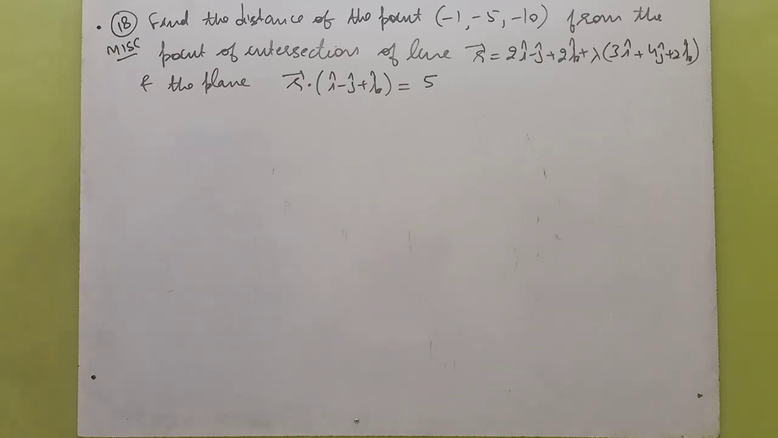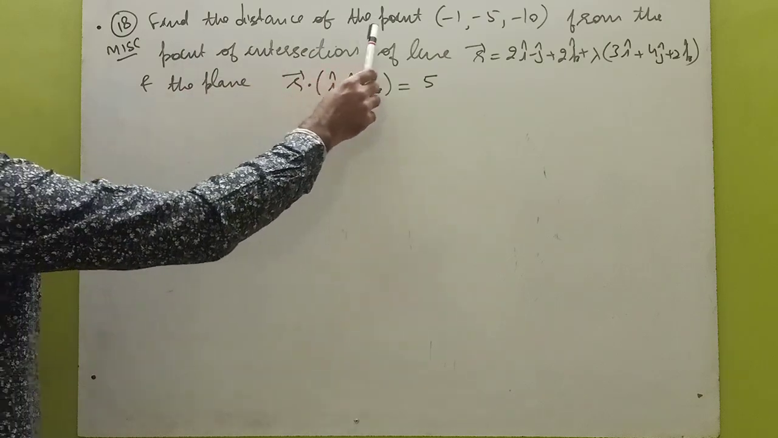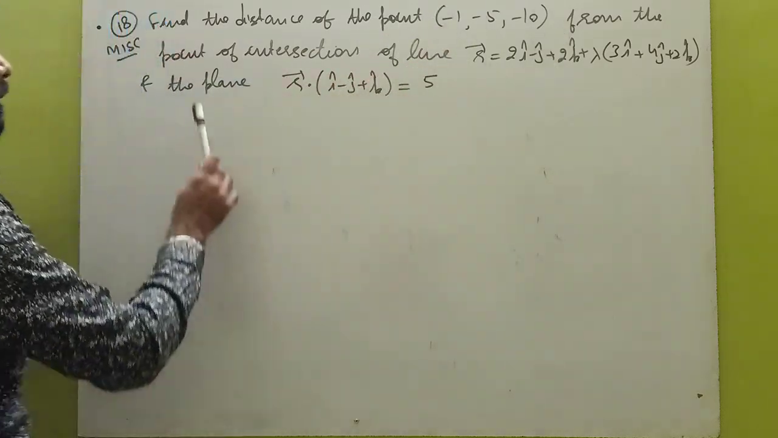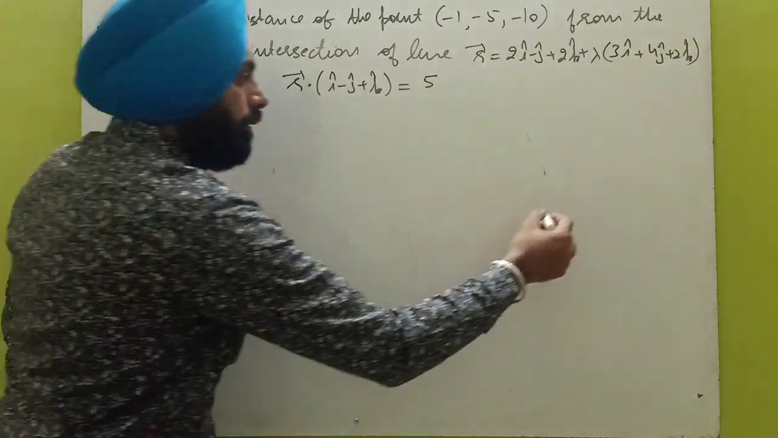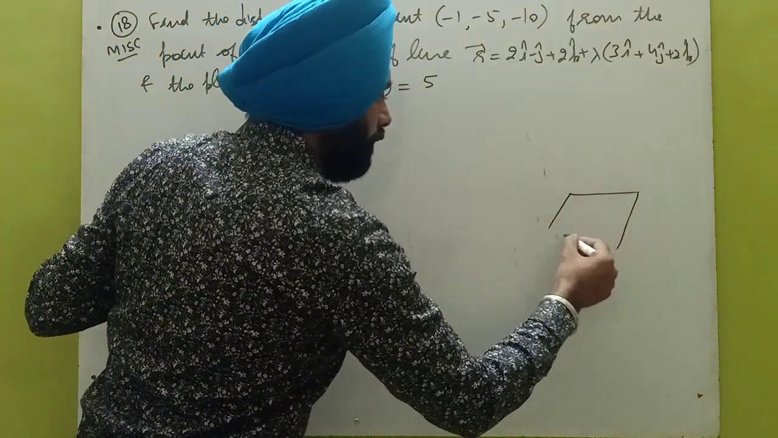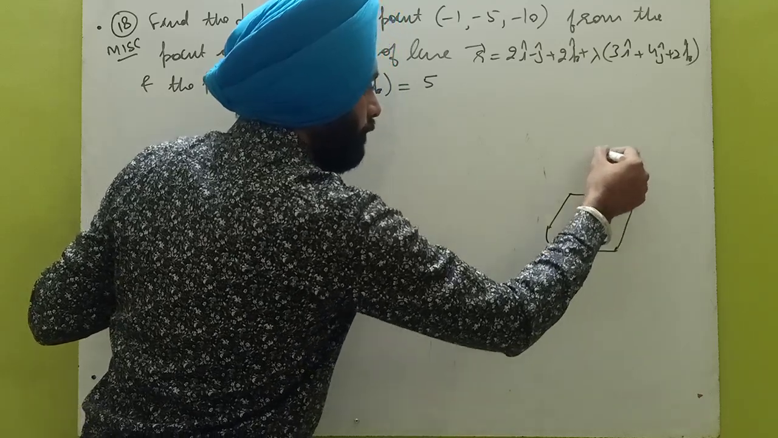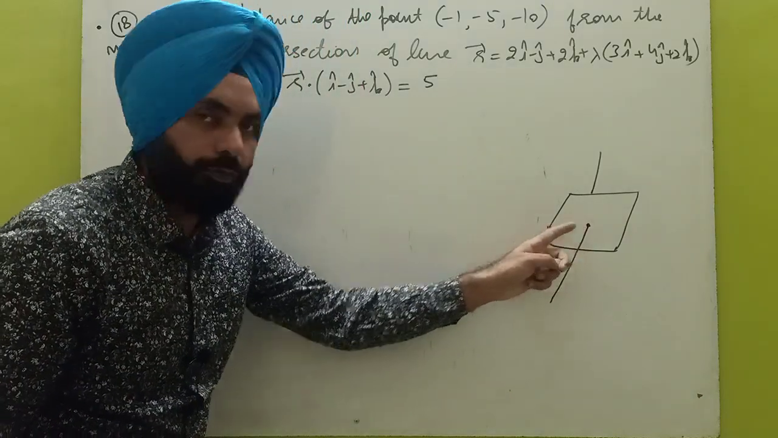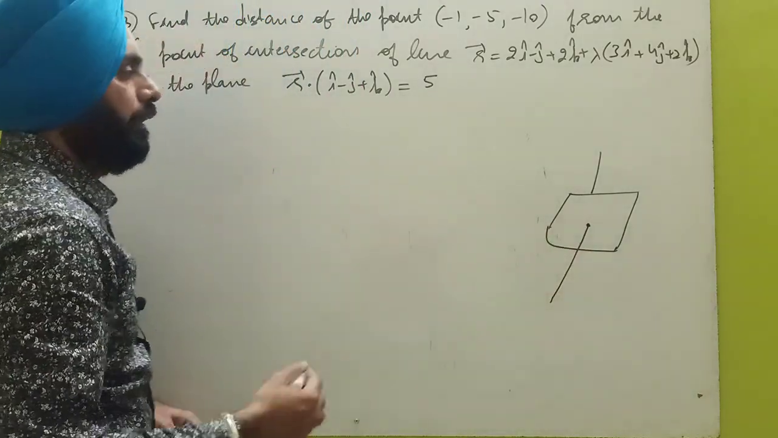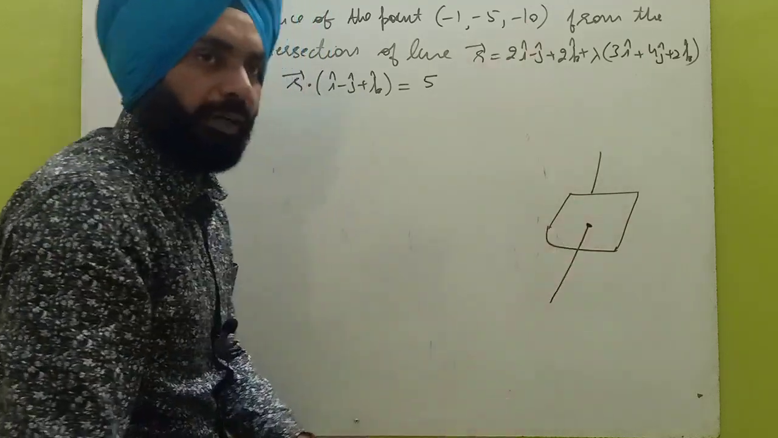Now that is a very important question, number 18 from miscellaneous exercise. Find the distance of the point from the point of intersection of the line and the plane. Means there is a plane which is given and there is a line which is passing through this plane. First of all, we have to find the coordinates of this point where the line meets the plane, and the distance of this point from the given point. This is the required question.